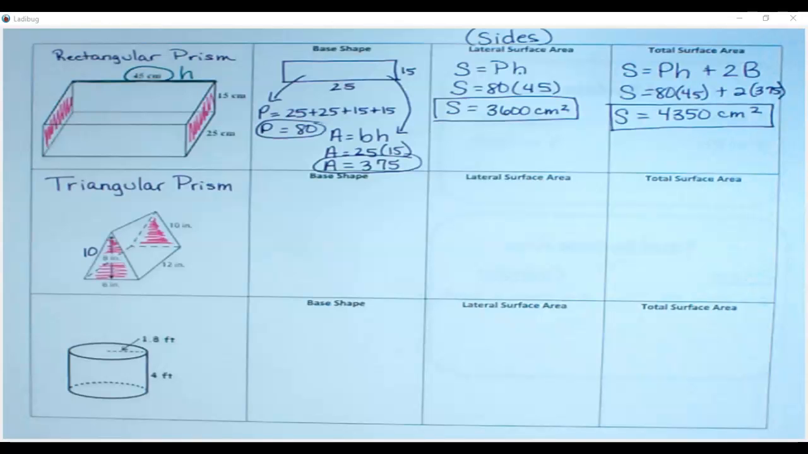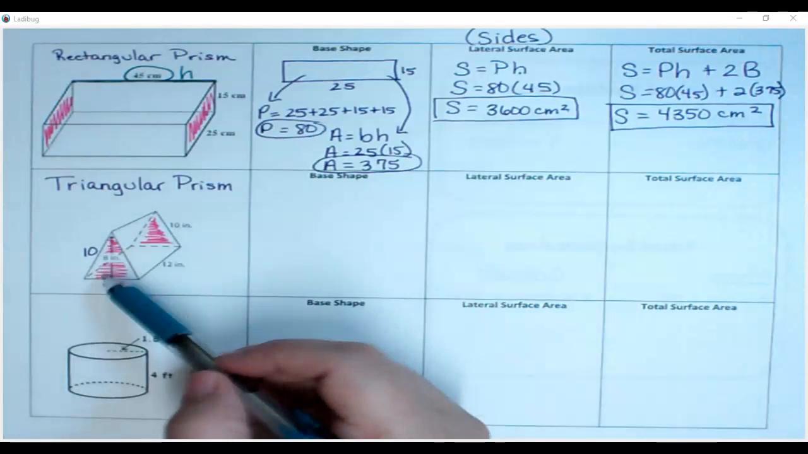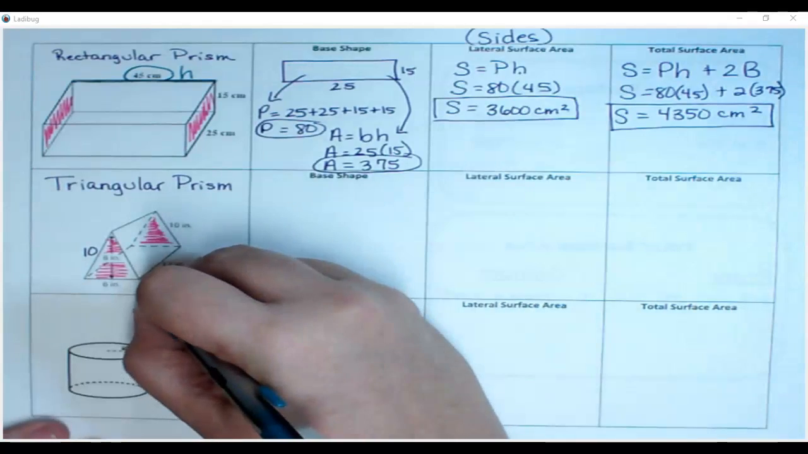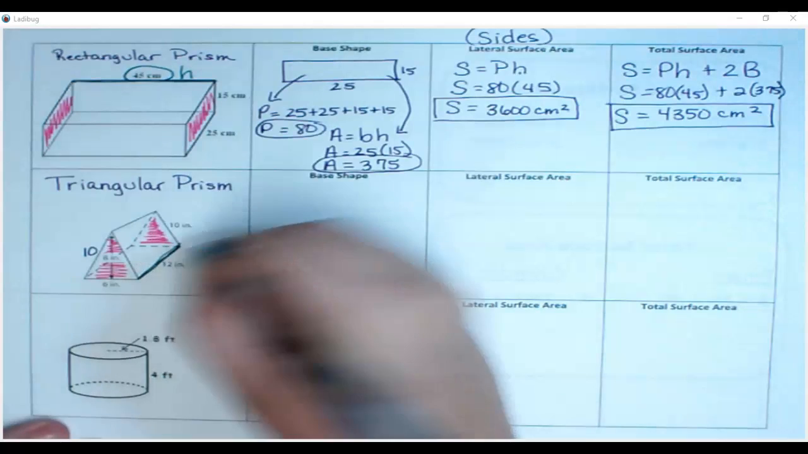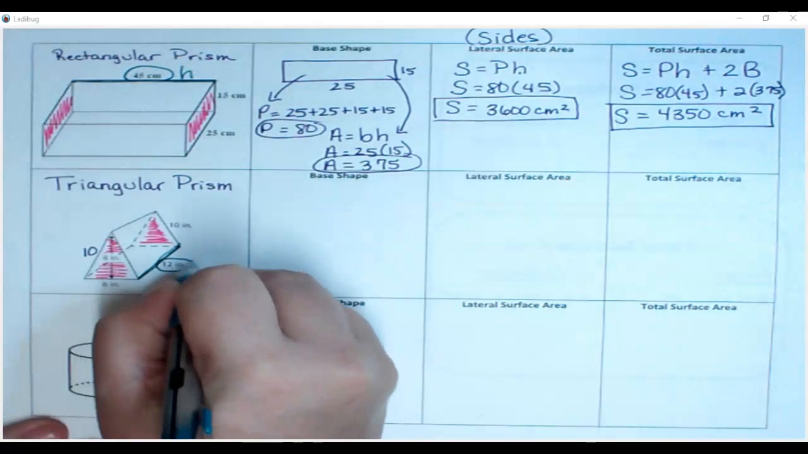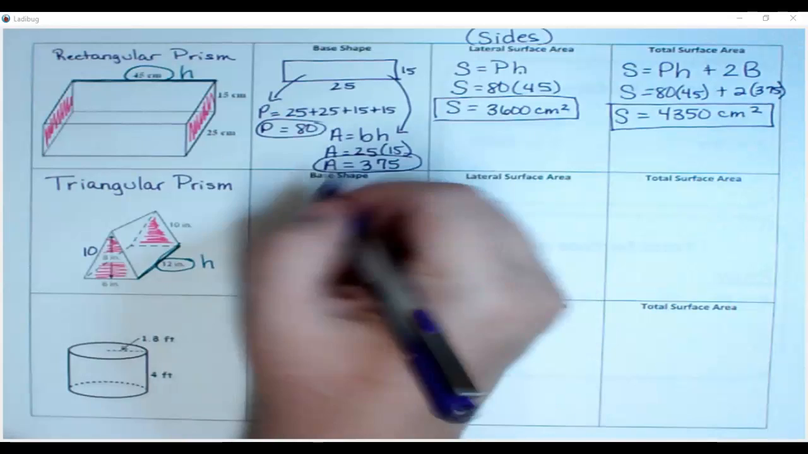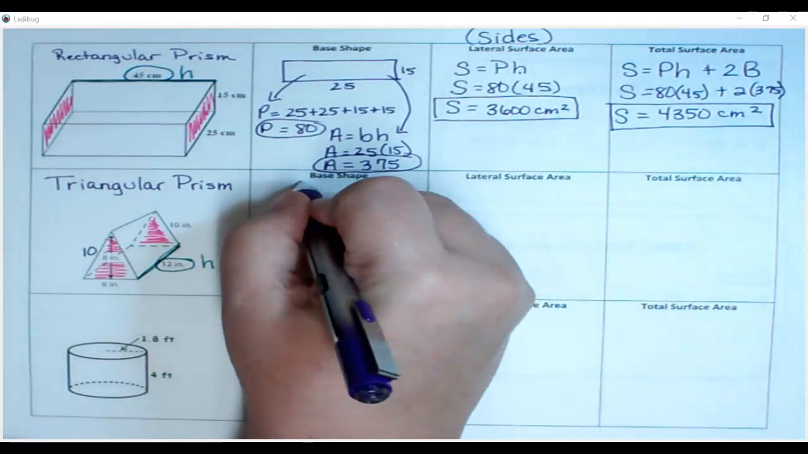Okay, so if we know that my two bases are in the front and the back, remember the distance between the bases is how tall or the height of the prism. So that's going to be right here. So that 12 inches, that's our height. All right, so let's draw our base shape here. We have a triangle.